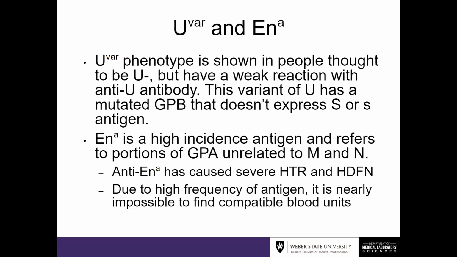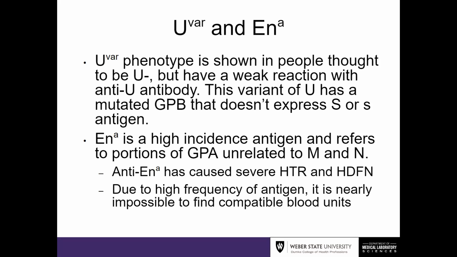So speaking of some unique antigens, let's talk about the UVAR and the ENA antigens. So the UVAR phenotype is found in people who are thought to be U negative, which is very rare. U is nearly ubiquitous, but they demonstrate a weak reaction to an anti-U antibody. Now, this variant of U has a mutation in the glycophorin B, so it does not express big S or little s, but it has certain epitopes of the U antigen. I thought that this was analogous to the mosaic form of the D antigen in the Rh blood group system.